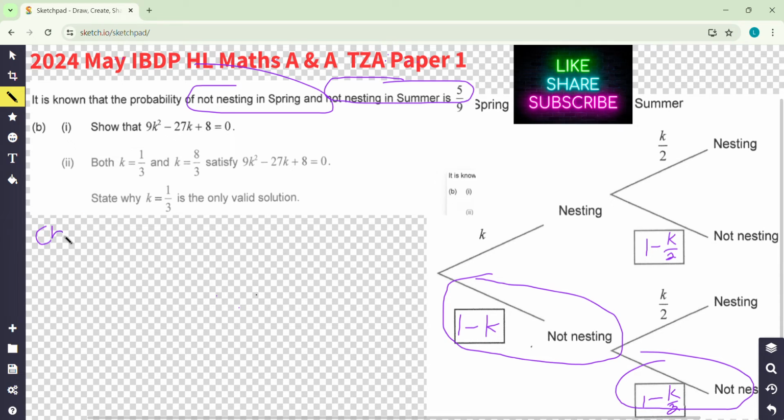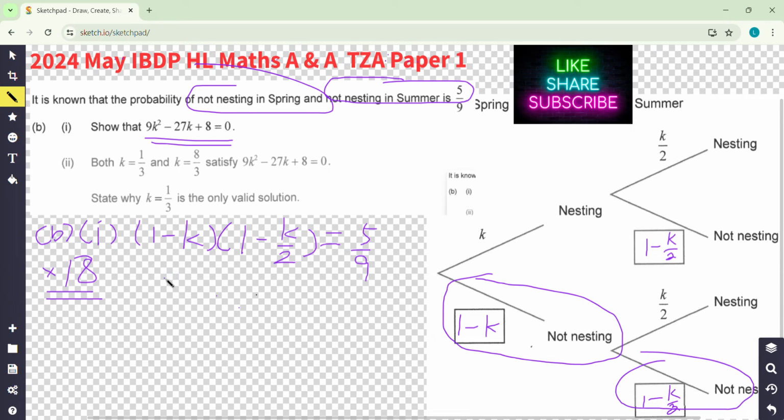So for B1, the solution will be (1 minus K) times (1 minus K over 2) equals 5 over 9. You look at the final equation, there is no 2 and nothing in the denominator. So multiply both sides by 18 to eliminate these two denominators. So multiply both sides by 18, okay? So bear in mind.